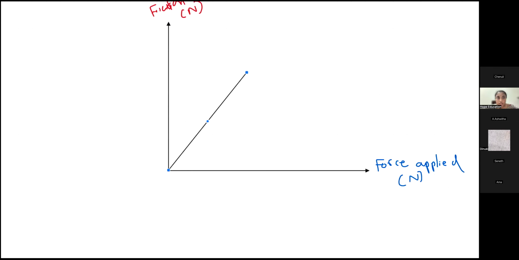So that means මම force එක එන්න එන්න වැඩි කරද්දී, the force that I apply, අනිත් surface එක friction එකත් එන්න එන්න වැඩි කරනවා, right? Friction will also be increasing, right?